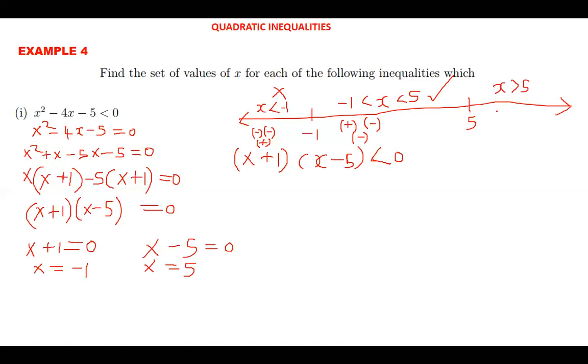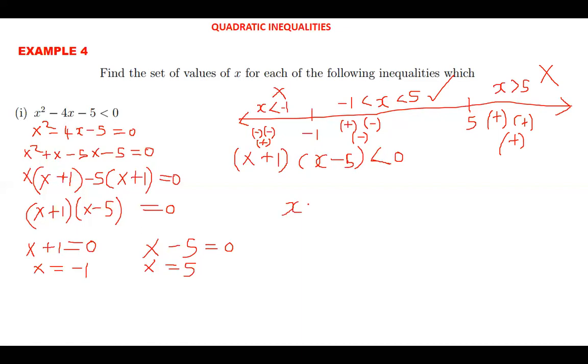6 plus 1, you get a positive number. 6 minus 5, you still get a positive number. Positive times positive, you get a positive number. So is a positive number less than 0? This part also refuses. So our set of values of x is just this part here, the middle part. It can either be written in set builder notation or in set form.